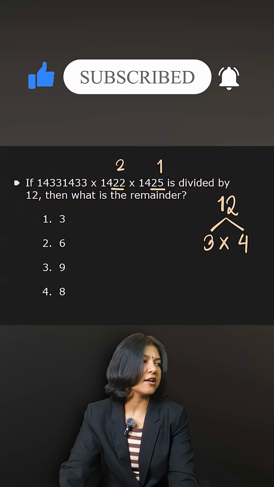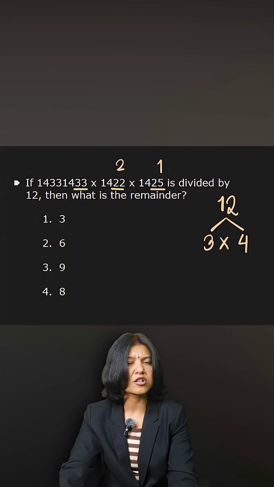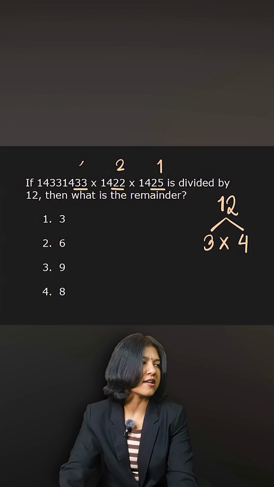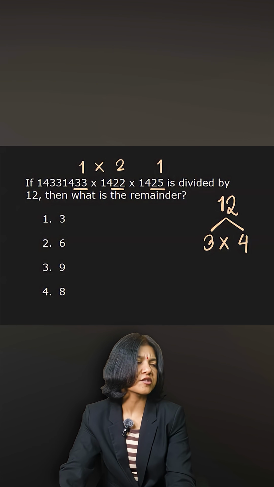Now for this, what will I do? I'll look at the last two digits, 33. 4 times 8 is 32, giving me 1 as the remainder. So multiplying these remainders together, I get 2.